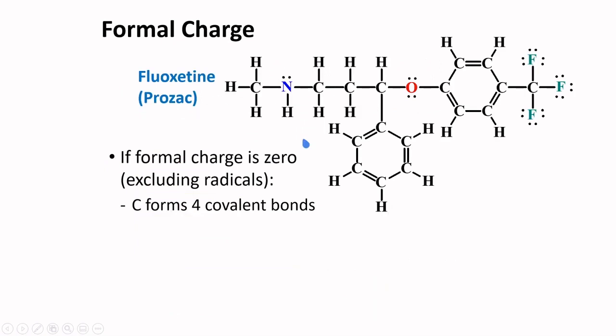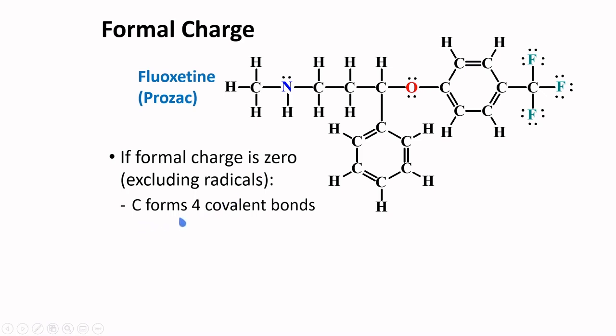We will encounter so many compounds in organic chemistry, and they are very complex molecules that are a combination of several atoms. For the case of the antidepressant fluoxetine, or more commonly known by the trade name Prozac, the formal charge is 0 for an atom, and this excludes radicals, which we will talk about later.